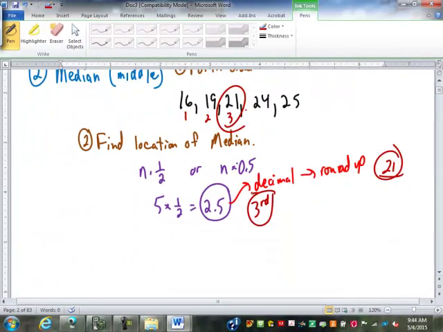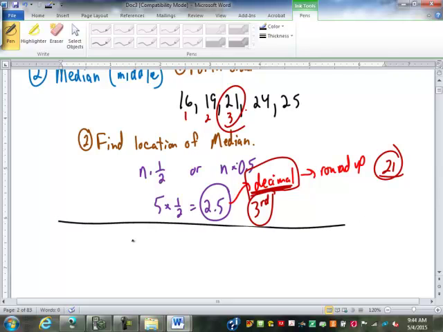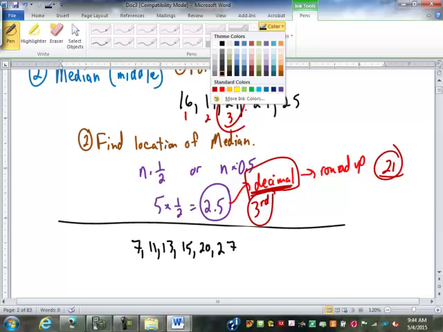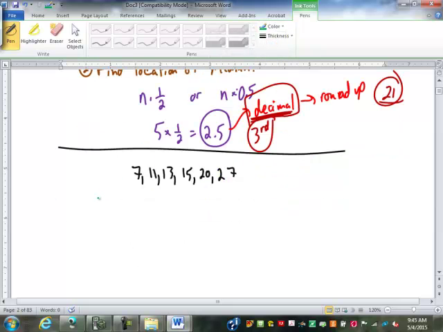Now, I said if this is a decimal, we round up. What if it wasn't a decimal? Let me give you an example. I'm going to put up a totally different set of numbers now, and we're going to find its median. This is a totally new example. I'm going to start by putting them in order so that we don't have to. So in this case, step 1 would be to put them in order. We've already done that. What's step 2?